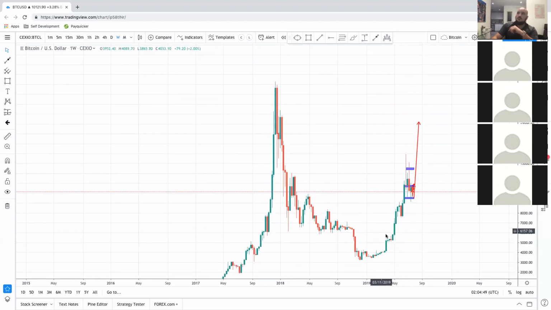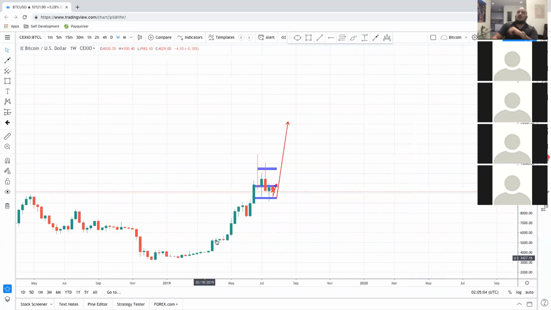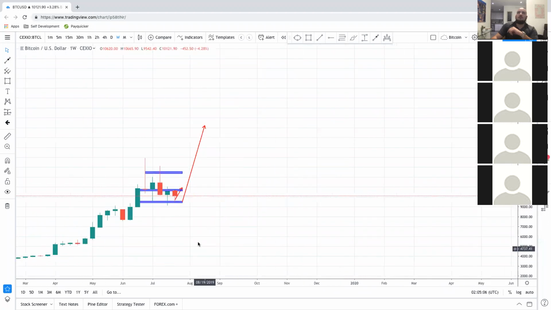Look at this. Been shooting up. Could it shoot back down? Yes. It could shoot as far down as maybe like 7,000, maybe if we're lucky 5,000, so that we can buy some major crypto, right? But right now it's just ranging in this market.